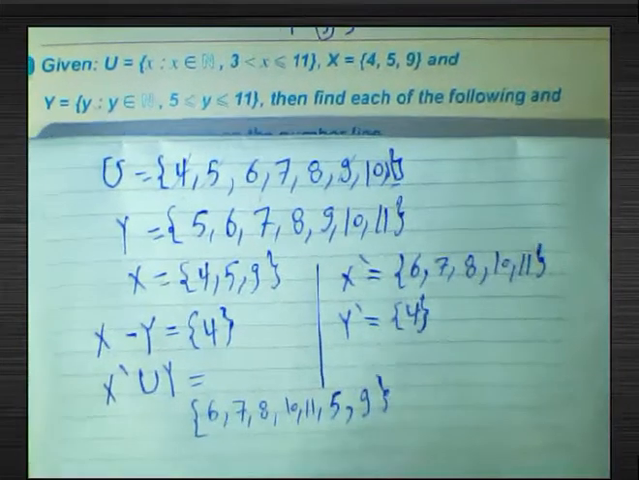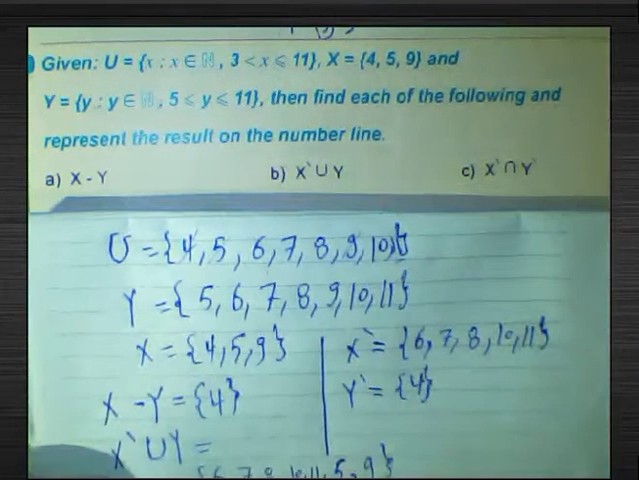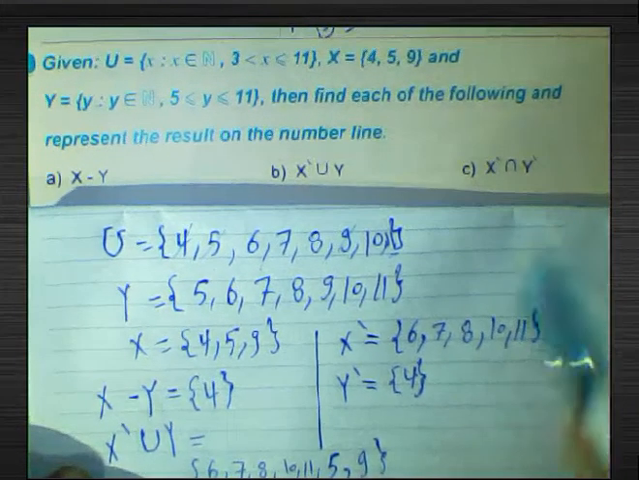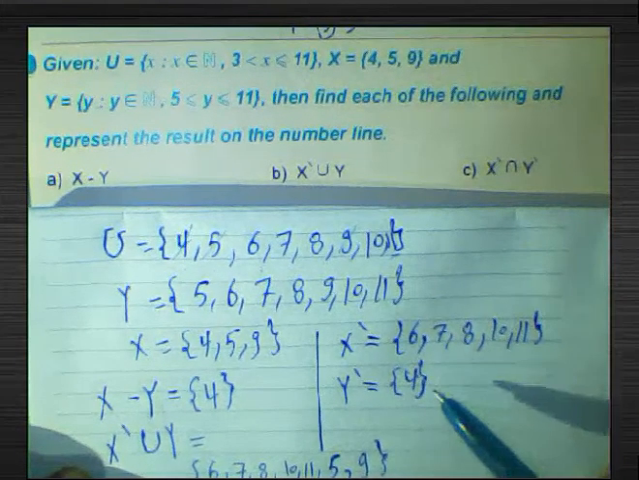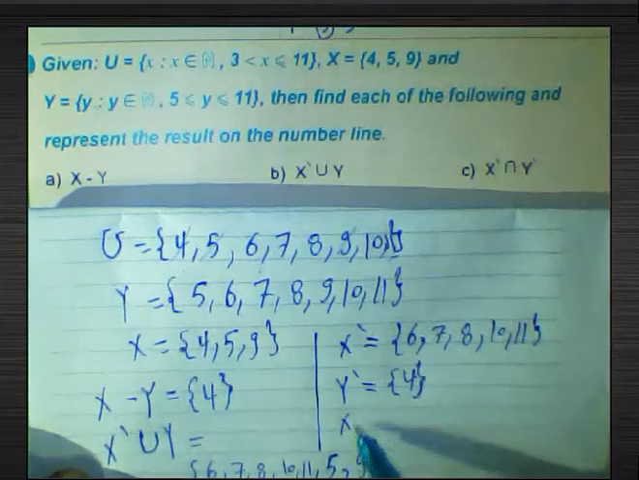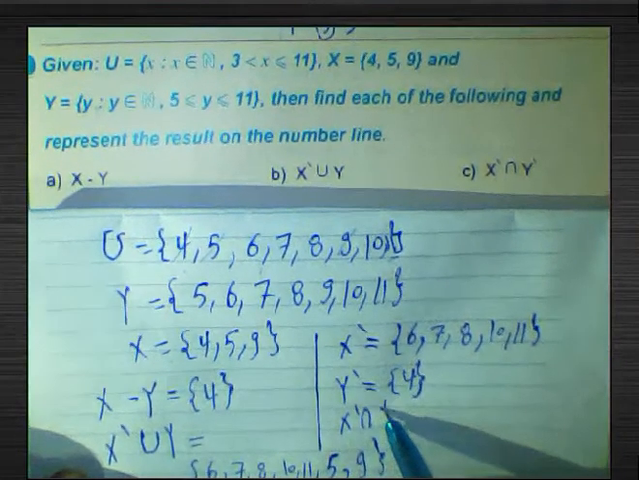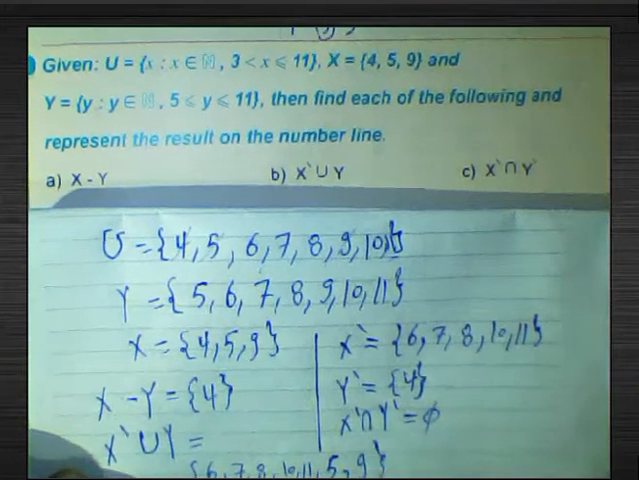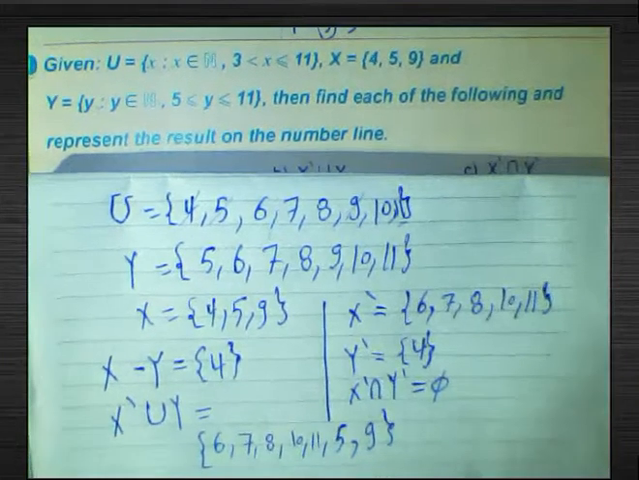Then you can write X complement intersection Y complement. We haven't any element in common. So the intersection between X complement and Y complement will be the null set phi. Is it okay for you?